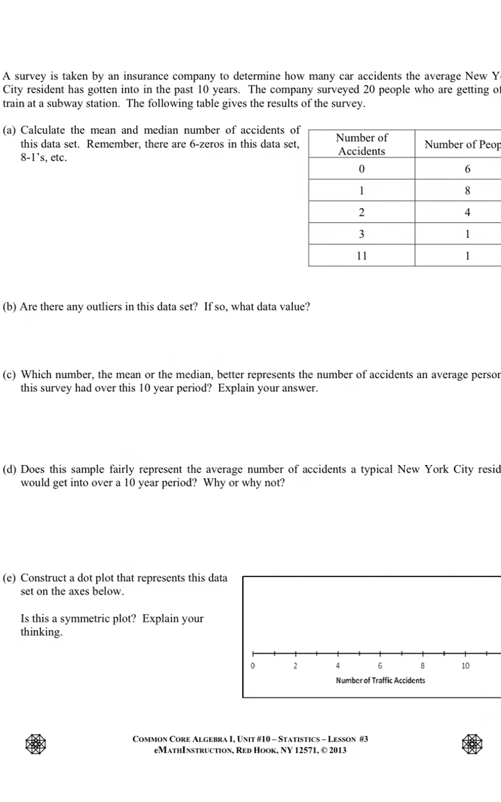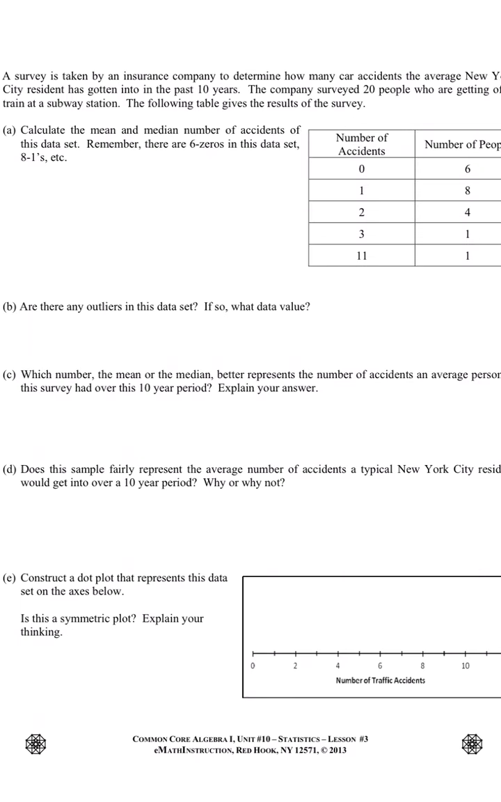B, are there any outliers in this data set? If so, what data value? C, which number, the mean or the median, better represents the number of accidents an average person in the survey had over this 10-year period? So I would again think about things we talked about in the notes. Do you have an outlier? And does the outlier affect the mean or the median? It does affect one of them. So which would be the better representation?